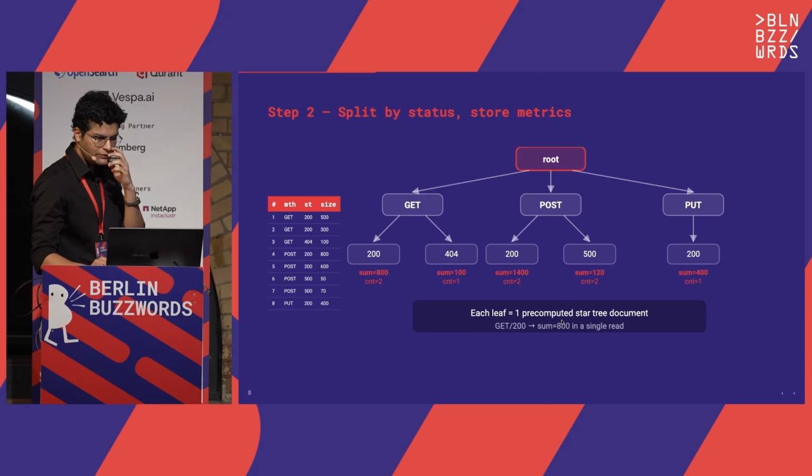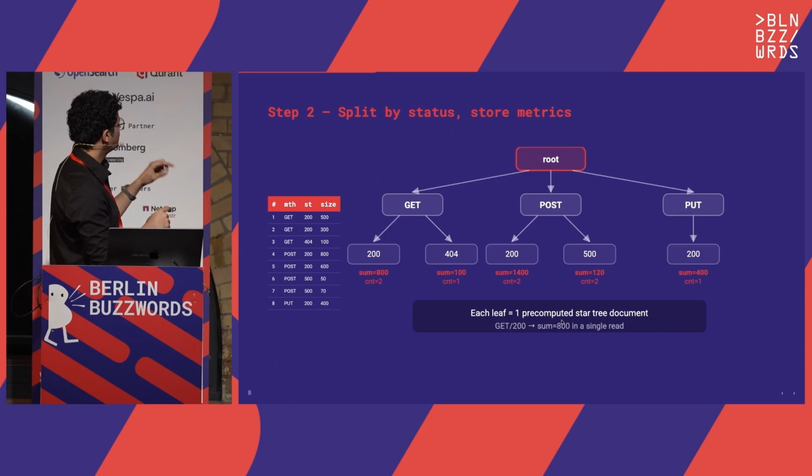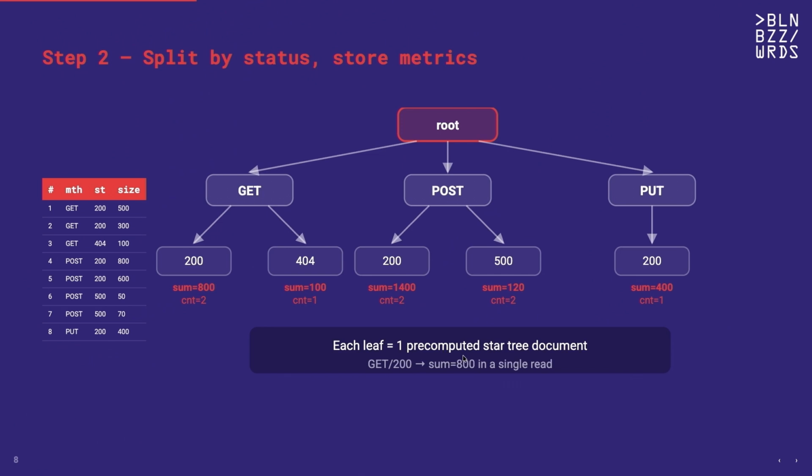Okay, so now let's say we want to find out the total size where method is get, and status can be anything. What would we have to do? We would have to go to the root node, then go to the get node, then sum up the sizes in all the children of get, right? That would be 800 for the 200 node and 100 for the 404 node. So the total size would then be 800 plus 100, which is 900. So we are still scanning all the children nodes, right?